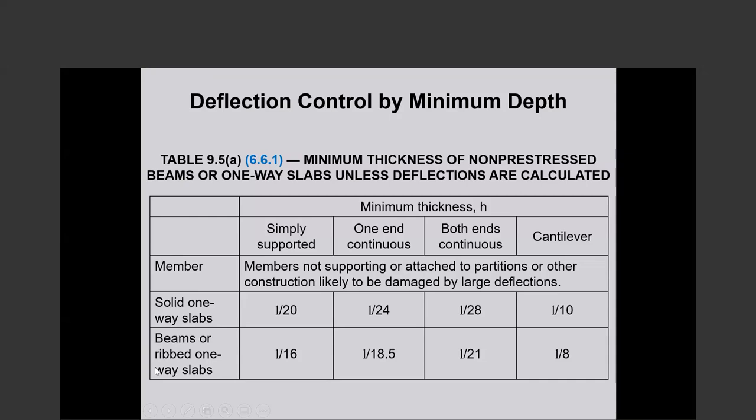So pretty much everything is covered, all one-way construction. These are simply supported beams or slabs, one end continuous, both ends continuous, and cantilevers. So pretty much everything is covered. L is the span length. In this case, it is center to center, as was said. I forget which slide.